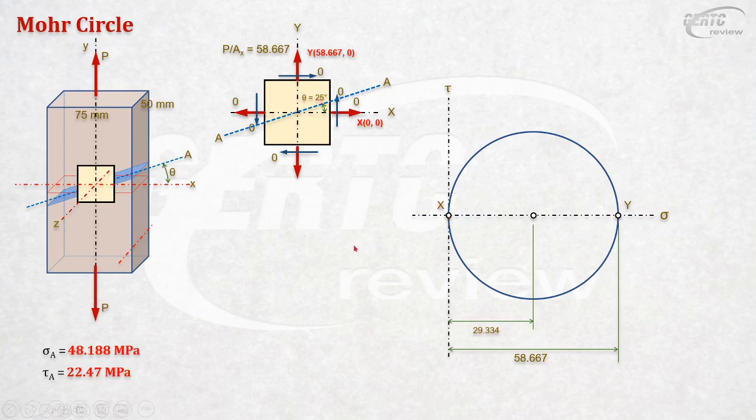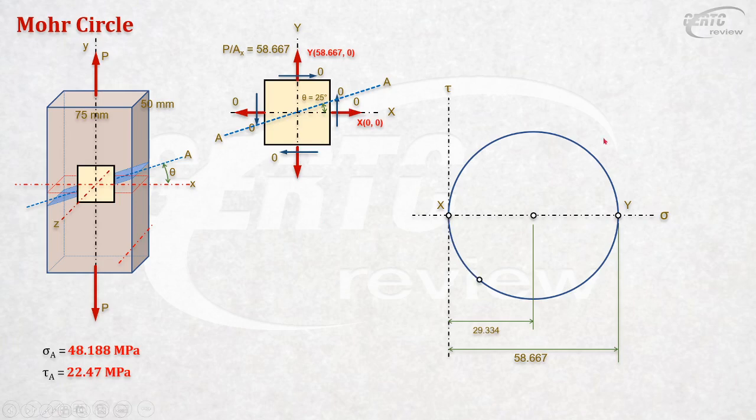Counterclockwise, but double the angle. Look here. From X, I will move counterclockwise. So if it's clockwise, then it becomes counterclockwise but double the value. Alright, so look at here. Double the value.